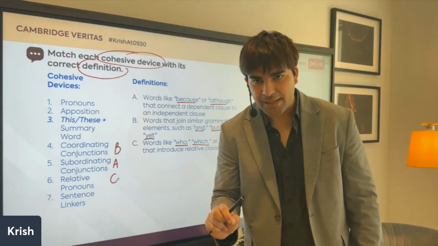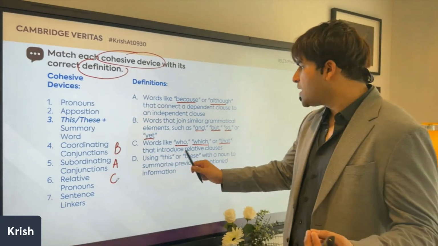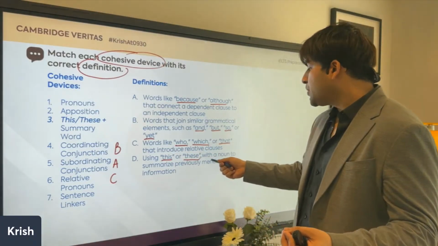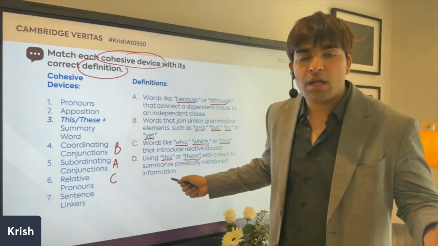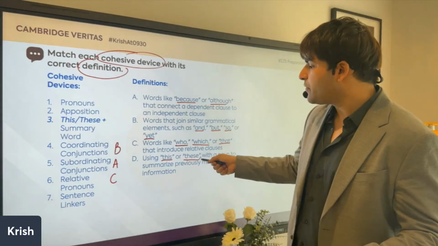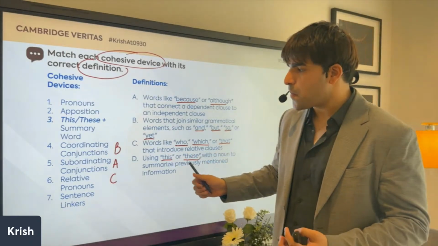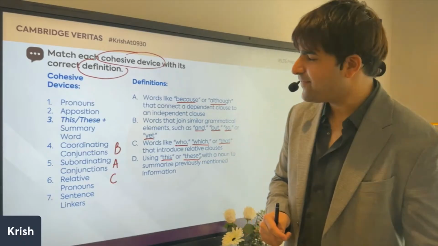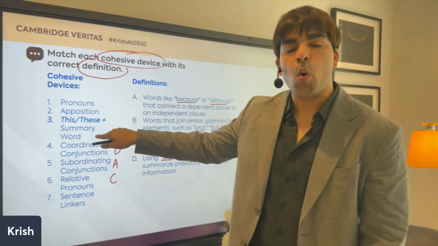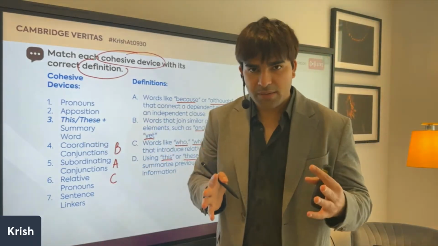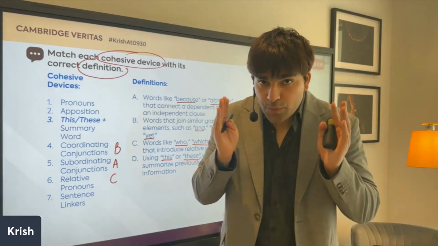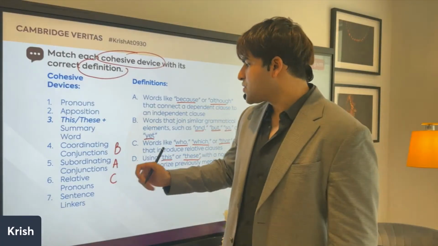Definition D. Using words like this or these with a noun, for example, this apple, these apples, to summarize previously mentioned information. What do we call these types of cohesive devices? The answer is already there. This and these are here, correct? We call them summary words. Once again, if you want some examples, on the next slide, we're going to be looking at lots of examples. So have patience. So it is D.